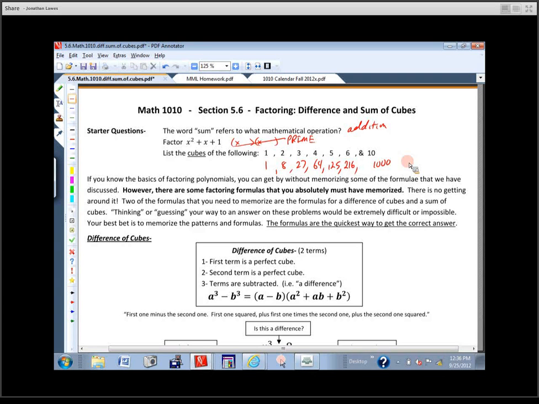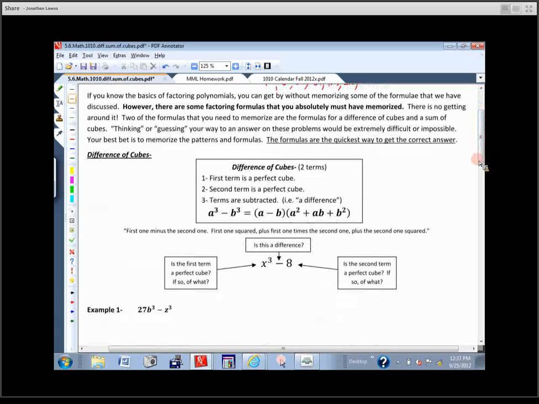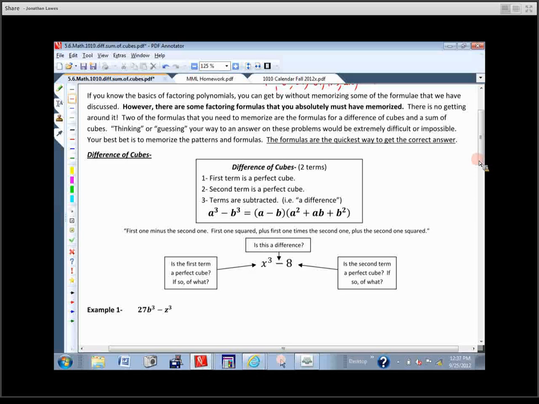Now, some of those other techniques that we've learned. If you learned how to do trinomial grouping, that's great. If you don't like that and you always do guess and check, that's okay. If you learned a different way to think about difference of squares, that's fine. But there are some factoring formulas that you cannot get away without just flat knowing. So that's some of the ones that we're going to talk about today. We're going to talk about difference of cubes and sum of cubes.